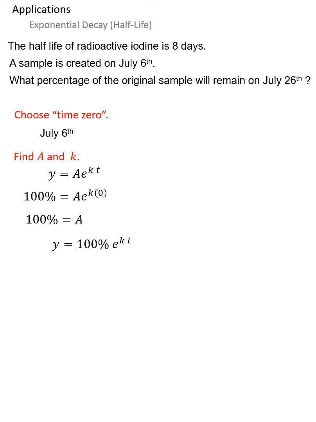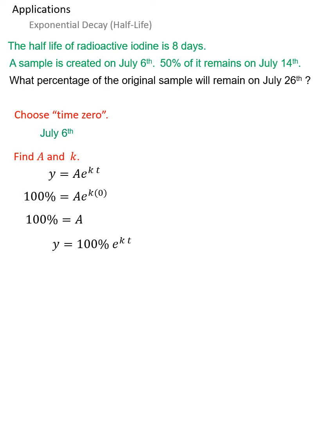Well, in order to find K, we're going to need to find another real-life data point from this problem, some point in time that we know the value of Y. See if you can follow this logic. If the half-life of this particular substance is 8 days, and it was created on July 6th, then wouldn't 50% of it remain 8 days later, i.e. on July 14th, which is day 8? Of course it would. Now, this information was not given in the problem, but had to be deduced by the understanding of what half-life is.